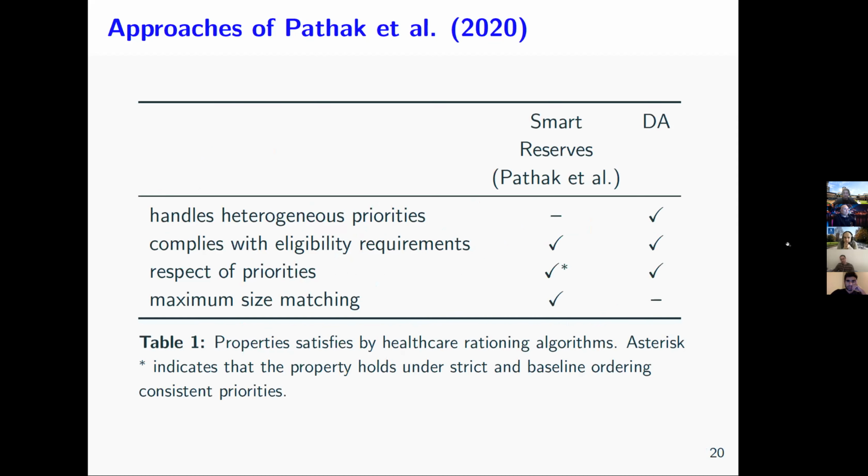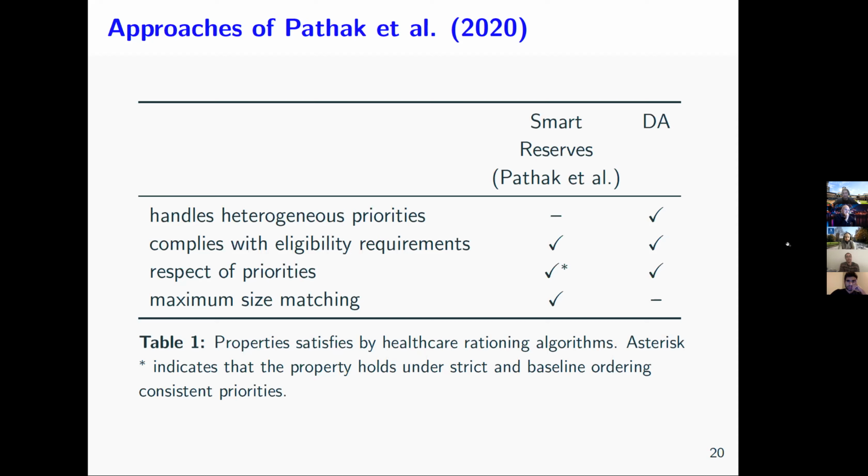So just to summarize, in terms of just looking at the rules in the paper by Pathak et al., there were two prominent rules. One is the application of deferred acceptance by breaking ties, and another is the formulation called the smart reserves rule, and it has its own relative merit. So whereas the deferred acceptance rule can handle all kinds of priorities, even heterogeneous priorities, the deferred acceptance formulation has a disadvantage that it does not give an outcome which is maximum size matching. On the other hand, the smart reserves rule does not handle heterogeneous priorities, but it does find a matching which is maximum size.